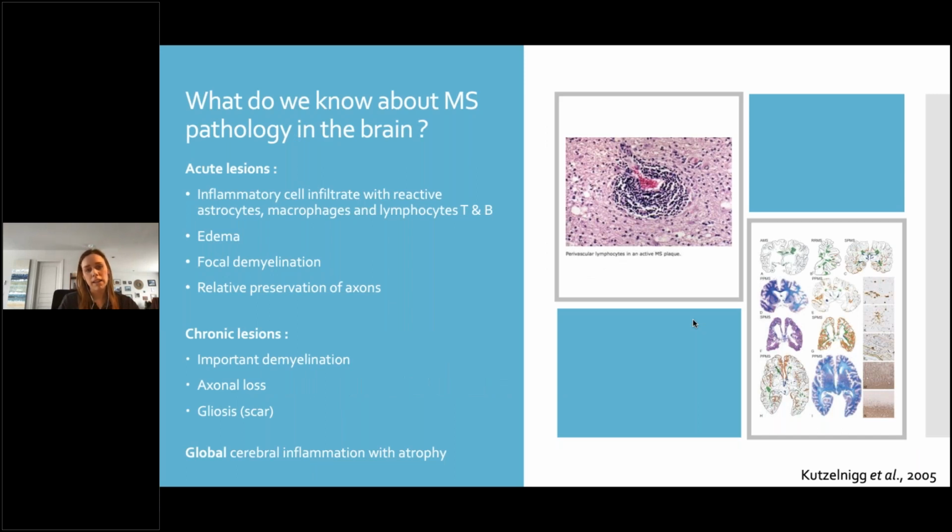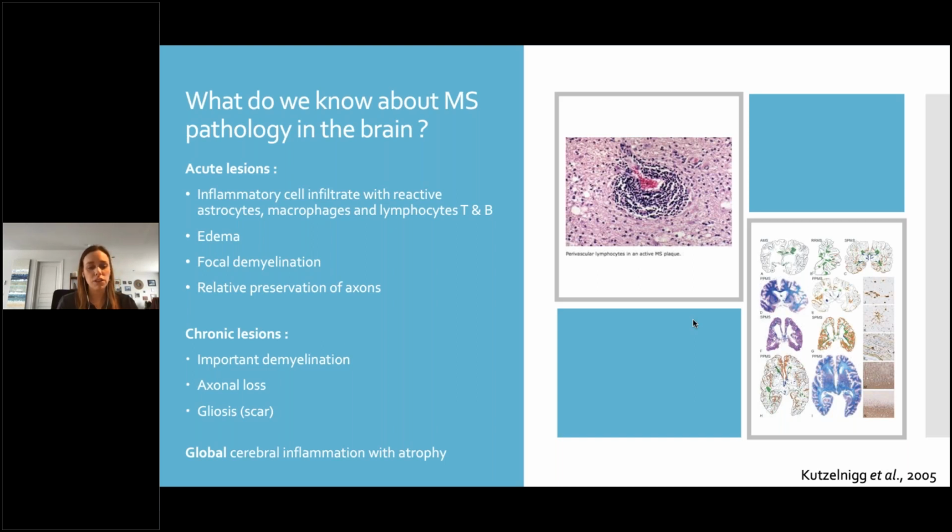So what do we know about MS pathology in the brain? In fact, the pathological hallmark of MS lesion is transient and focal inflammation with variable degrees of demyelination, axonal swelling, and transection. During the acute phase, the lesion will present an inflammatory cell infiltrate with reactive astrocytes, macrophages, and lymphocytes, T and B. There's also focal demyelination, edema, and a relative preservation of axon.